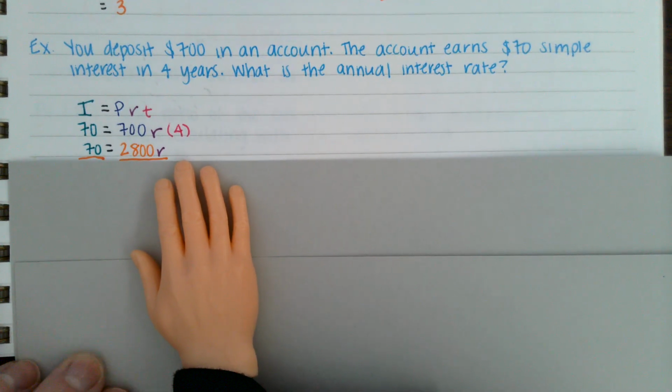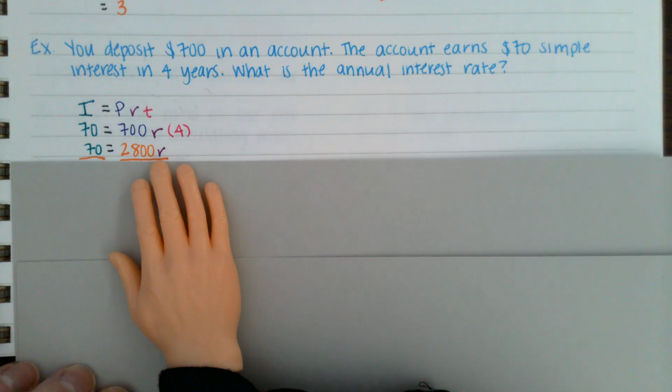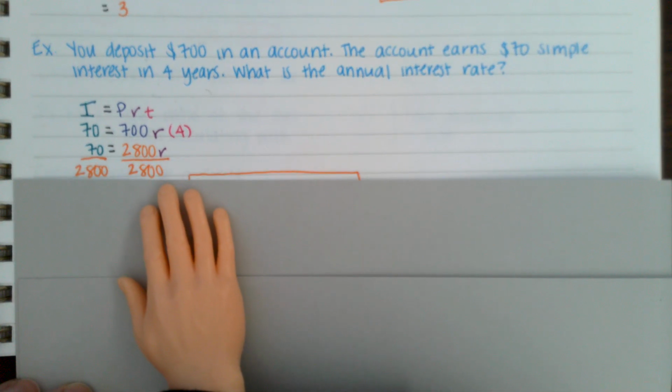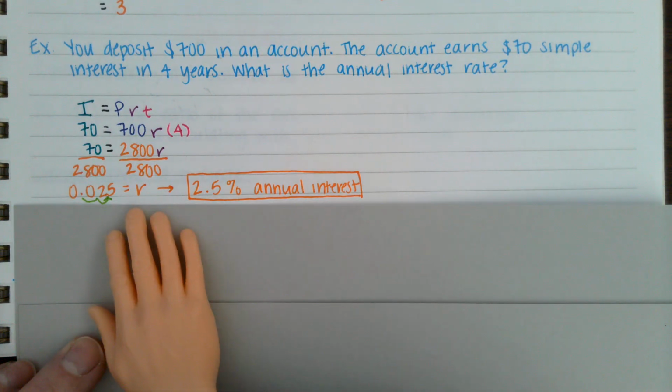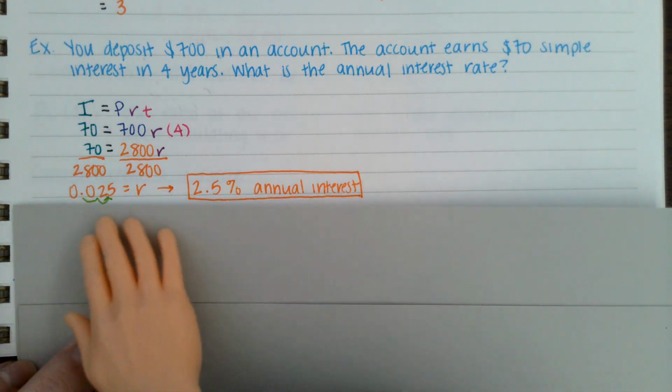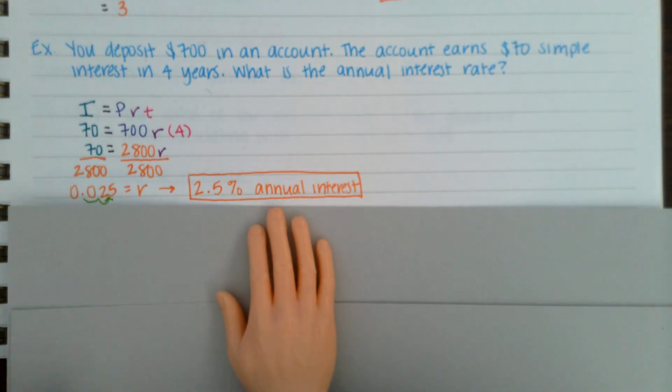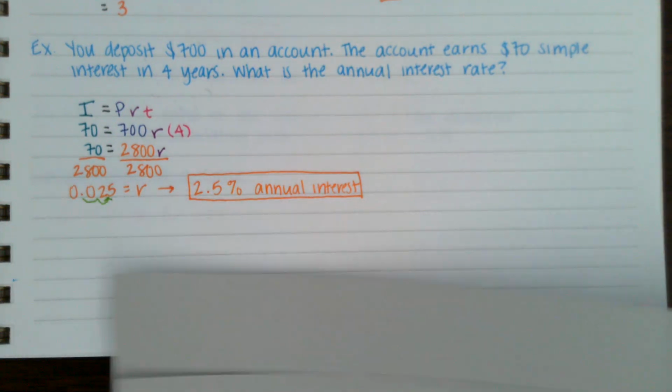is 2,800. Then we need to solve for R, so undo the multiplication, divide each side by 2,800, and we get 0.025 is the rate. So written as a percent, move the decimal twice to the right to get a 2.5% annual interest.